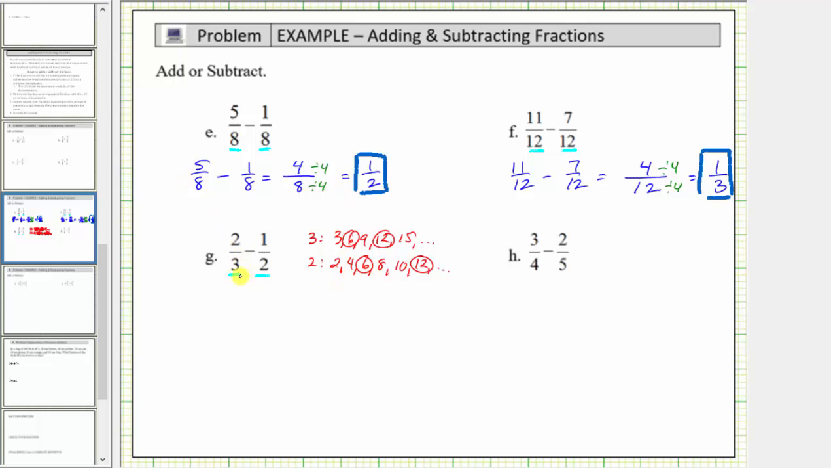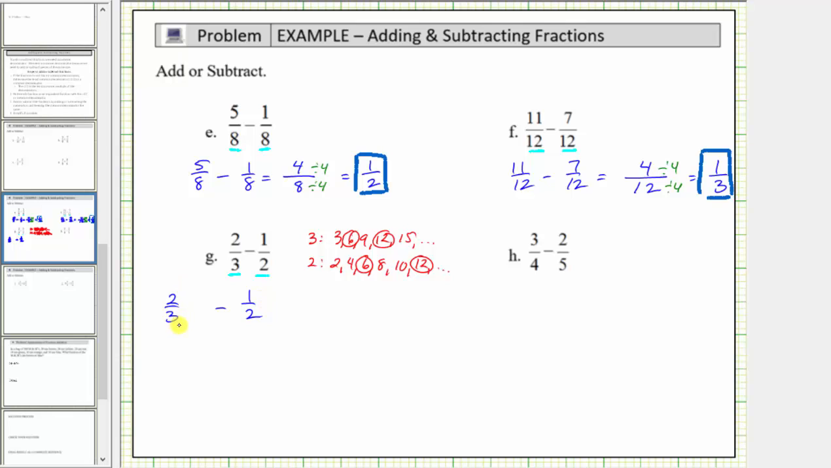If we ever have a hard time determining a common denominator, we can always multiply the two denominators to determine a common denominator. It won't always give the least common denominator, but it will always give a common denominator. Notice in this case, 2 times 3 equals 6, which does happen to be the LCD.